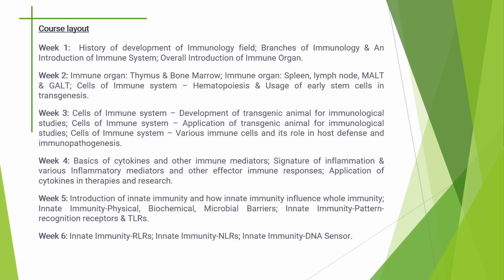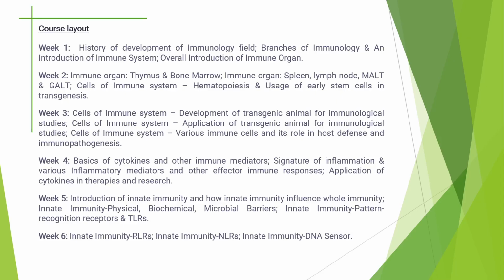So coming to the course layout, this is a 12-week course. In week 1, it covers the history of development of the immunology field, branches of immunology, an introduction to the immune system, and an overall introduction of the immune organs. Week 2 starts with immune organs, that is thymus and bone marrow, and organs like spleen, lymph node, MALT, and GALT, cells of the immune system, including hematopoiesis and usage of early stem cells in transgenesis.